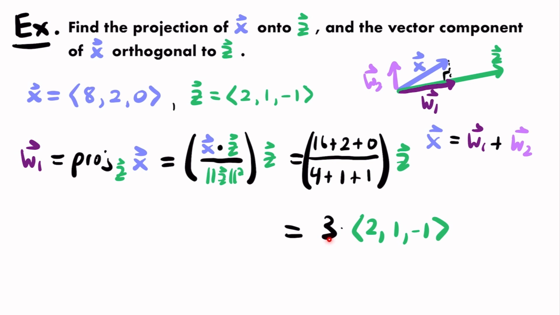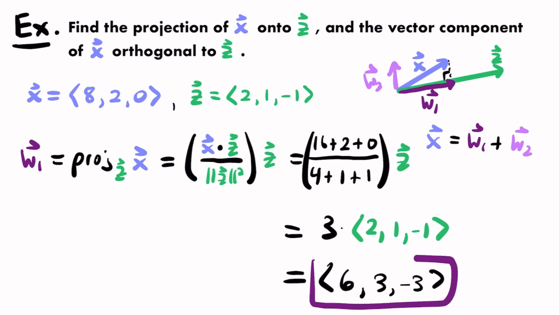And now let's multiply 3 by each of these components, and we will have that this projection vector is the vector 6, 3, negative 3. Right? 3 times 2 is 6, 3 times 1 is 3, and 3 times the negative 1 is negative 3. Okay, so that's our projection vector, or vector w1. It is the projection of vector x onto vector z, this vector right here. You could also view it as the vector component of vector x parallel or along vector z.